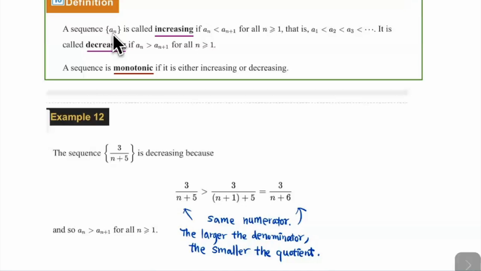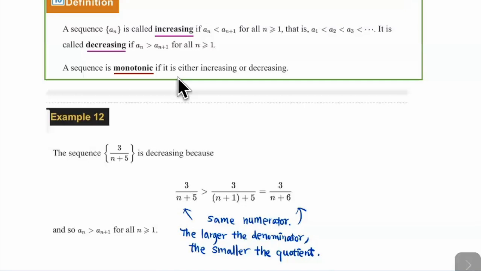Definition. What do you mean a sequence is increasing? You can see in the picture, the sequence increasing is going up. The number gets bigger and bigger as the index goes on. Decreasing means the terms get smaller and smaller as the index increases. So that's decreasing. What do you mean monotonic? Monotonic is either increasing or decreasing. If it's increasing, it's monotonic. Decreasing is also monotonic.